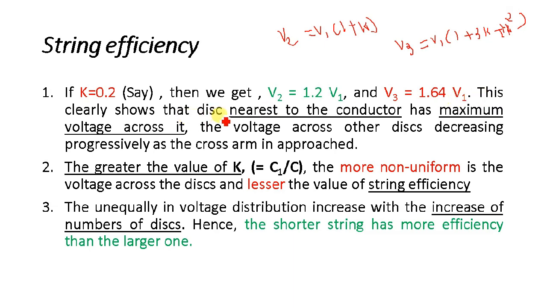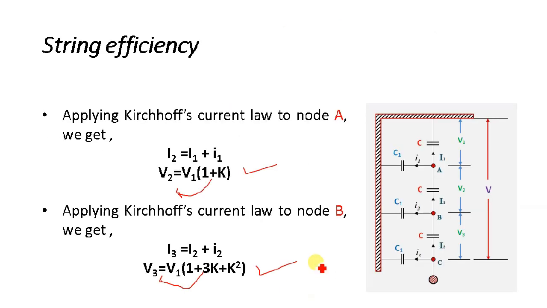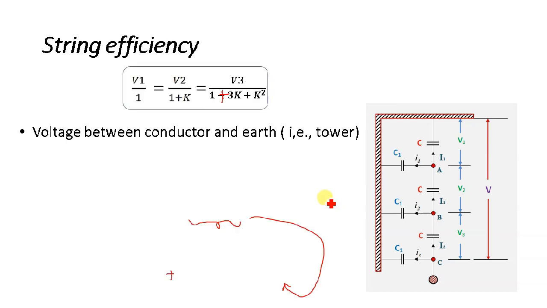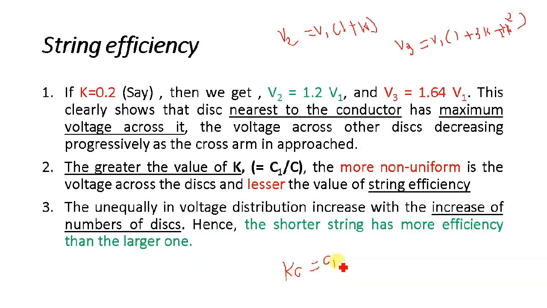So this clearly shows that the disk nearest to the conductor, which is V3, has the maximum voltage across it, and the voltage across the other disks decreases progressively as the cross arm is approached. You can see V3 is greater than V2, and V2 is obviously greater than V1, because V2 is 1.2 times V1. Now K is nothing but, because in the previous slide we took C1 is equal to K into C, so K is equal to C1 by C.